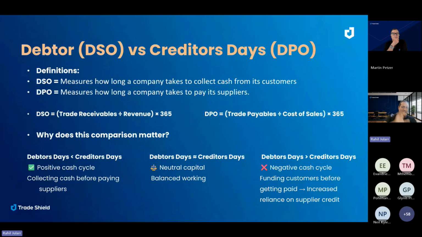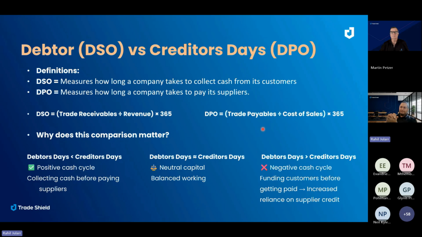If you're making a lot of sales on cash, it could skew the numbers a little bit. But remember, when we're looking at ratios, it's not always the exact ratio that matters. It's more the trend of a ratio that is important. And your DPO is your trade payables divided by your cost of sales times 365 days.